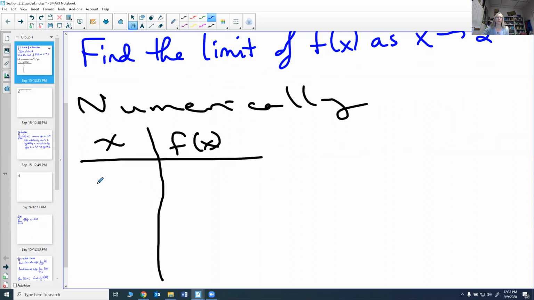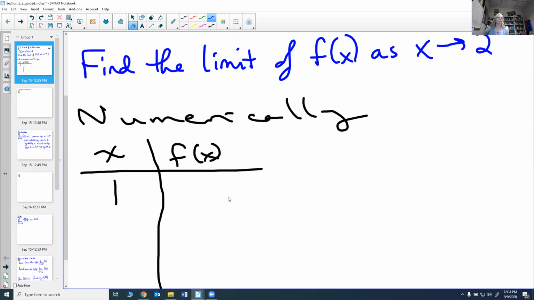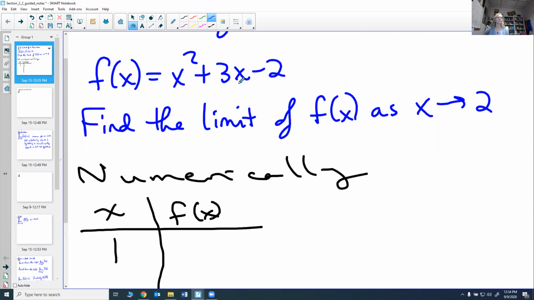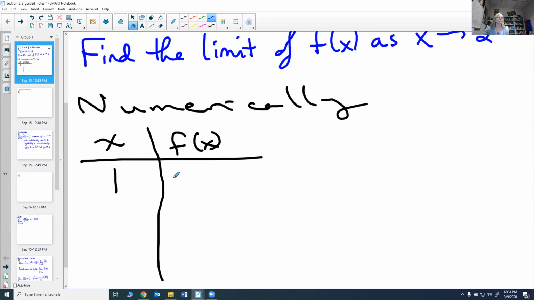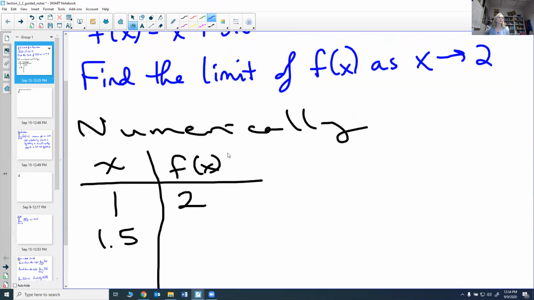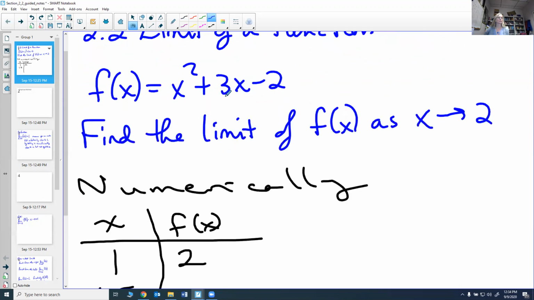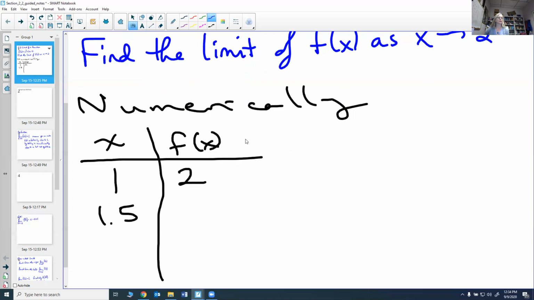All right, so we're going to pick a number like 1, which is pretty close to 2. I take my calculator out and do 1 squared plus 3 times 1, which is 4, minus 2 is 2. Actually I don't need a calculator for that one. And 1's maybe not as close as we could get. 1.5 might be closer to 2. So again, I'd plug the 1.5 into my function: 1.5 squared plus 3 times 1.5 minus 2. And this time I did use a calculator, I get 4.75.